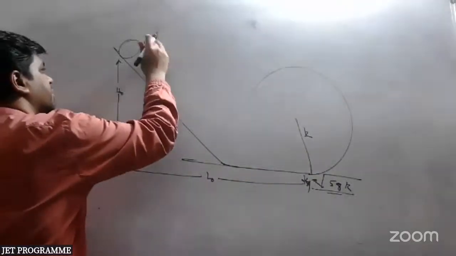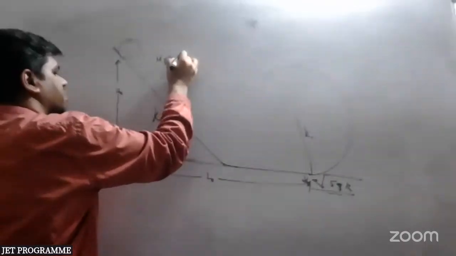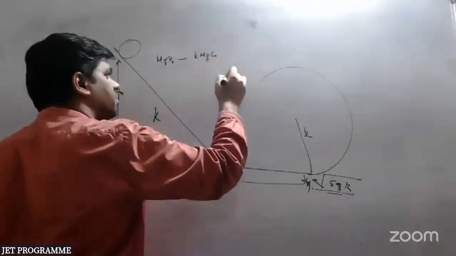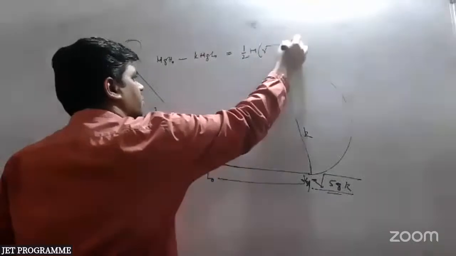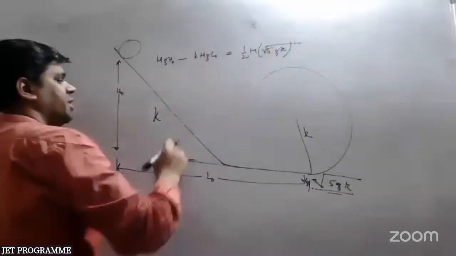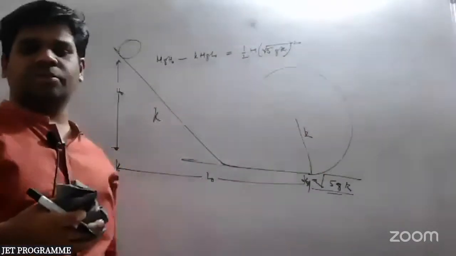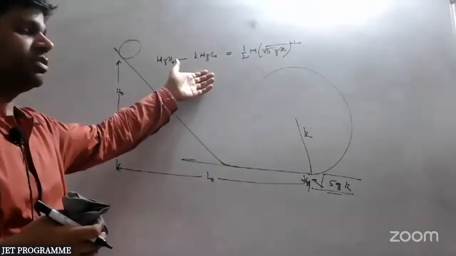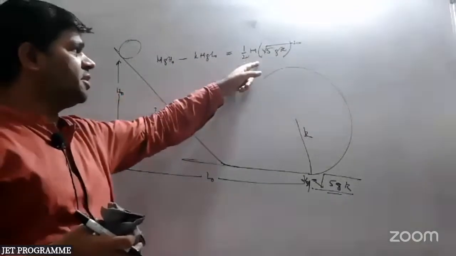So u is released, u is 0. So energy is mgh minus mu mgl is equal to half m root 5gr whole square. Why am I writing minus mu mgl? Because there's a loss due to friction. Initial energy minus loss is equal to remaining kinetic energy. All right. So final energy, what is remaining, is initial energy minus loss. So when I deduct the loss, I'll have some energy remaining. That energy is getting converted to kinetic energy.